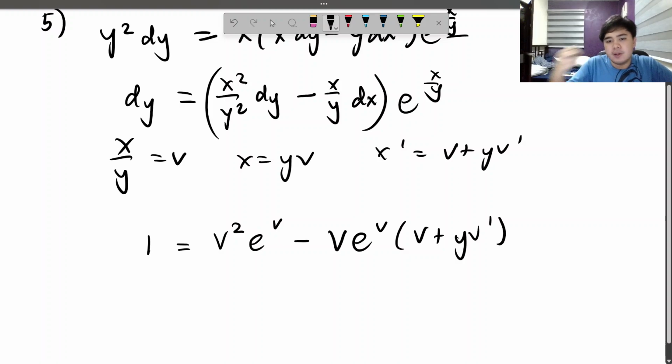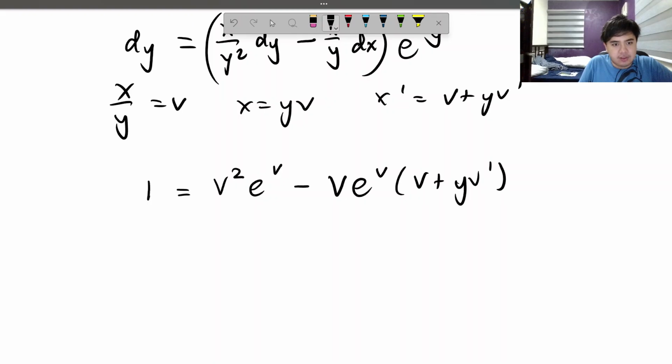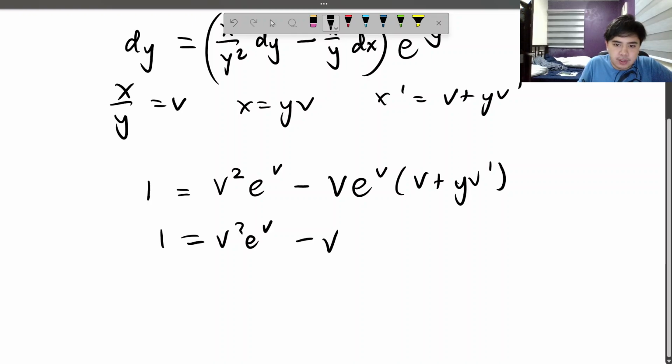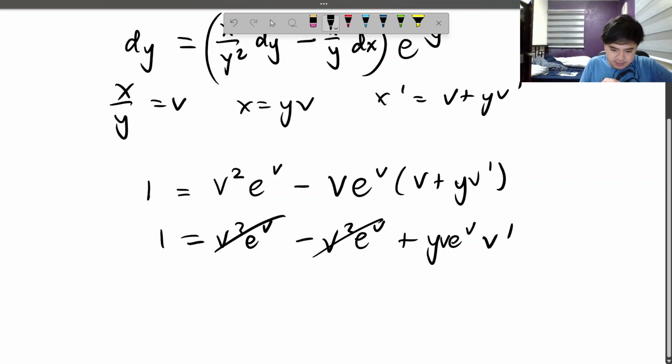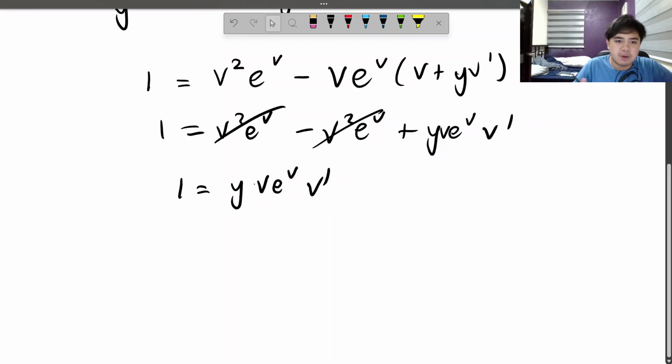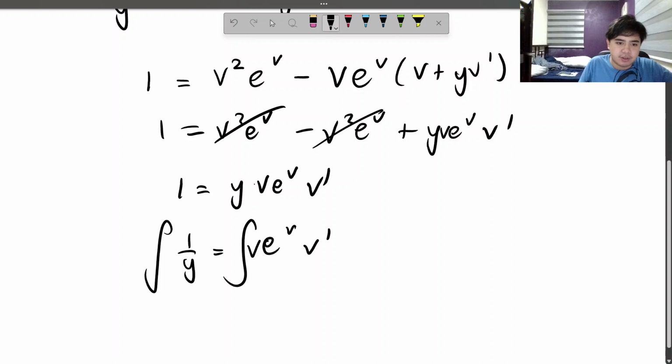There you go. So let's spread the love by distributing this. So v squared e to the v minus v squared e to the v plus y v e to the v v prime. This, that, cancel. That leaves us with 1 equals y v e to the v prime. This is great because we can now divide by y. So 1 over y equals v e to the v prime. It is now separable. Now we can integrate.